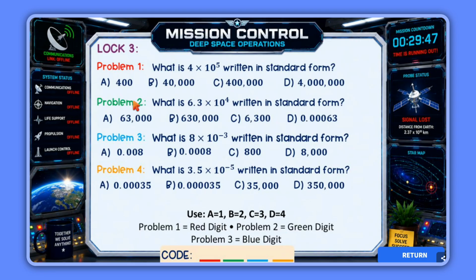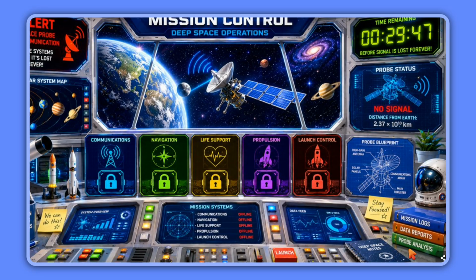the code. So problem 1 is the red digit in the code. They will go ahead and say if the answer is A, that means a 1 goes in there. If the answer is B, a 2 goes in there. C would correspond to 3, and so on and so forth. They will click return and keep searching for more clues.